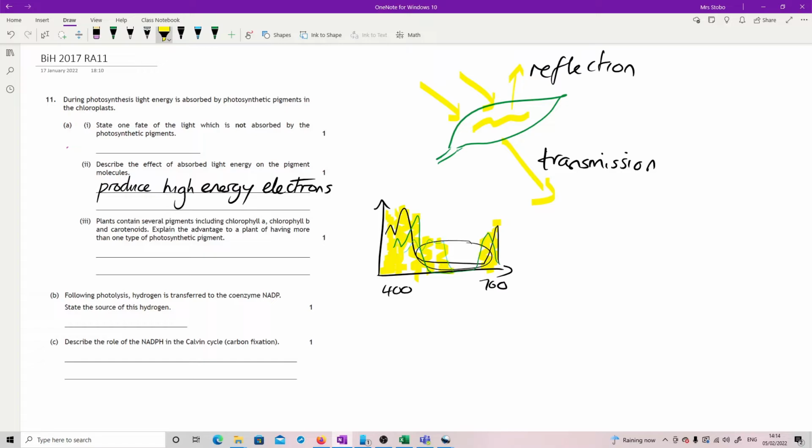Following photolysis, hydrogen is transferred to the coenzyme NADP. Name the source of this hydrogen. Don't know why I was having a problem with that one. That's water. That's the splitting of water.